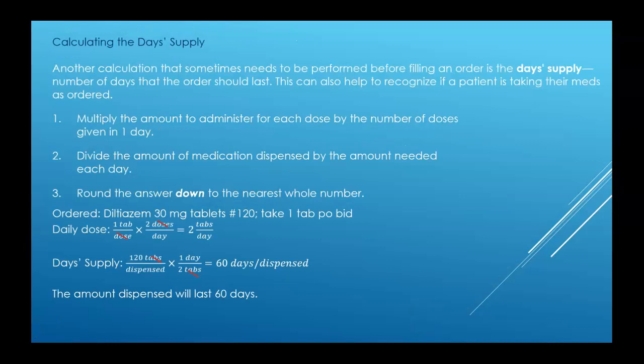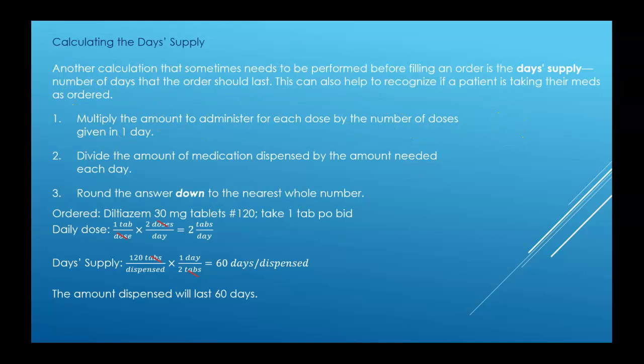Okay, now calculating the day's supply. The day's supply is basically calculating how many days a certain amount should last. This can actually help you recognize if a patient is taking their meds as ordered. Because if their medicine is running out beforehand, that means they may be taking too much. If they have leftover medication, then they may not be taking enough.